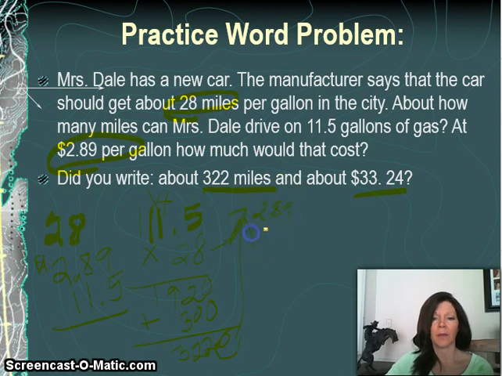289 and 11.5. 9 times 5 is 45. Carry your 4. 8 times 5 is 40, plus 4 is 44. 5 times 2 is 10, plus 4 is 14. Put a 0 here because we've multiplied by the 5. 1 times 9 is 9. 1 times 8 is 8. 1 times 2 is 2. We've now multiplied by both of these numbers.